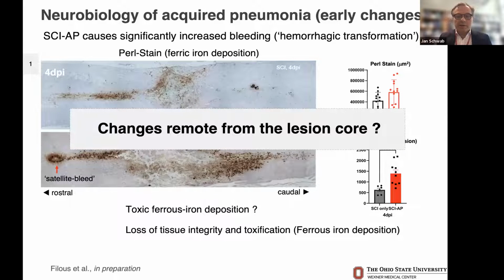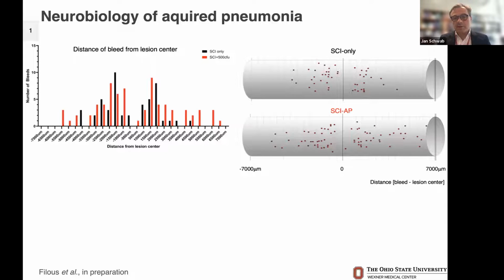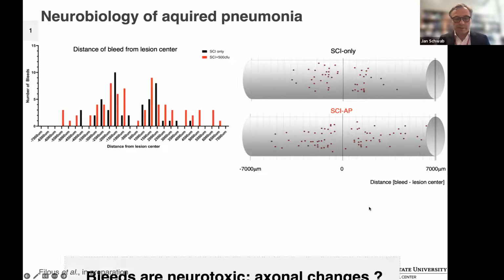So can we more systematically assess these remote changes after pneumonia? This is a quantification of that, where we looked at the distance of bleeds from the lesion center, again comparing animals with pneumonia with those without. And you can see, particularly in these more remote areas, we see more bleeds in these animals with spinal cord injury. This is another illustration. This is cumulative data, verifying that in comparison to SCI only, if there's on top of that a pneumonia on board, you will see more of those bleedings in these remote areas.